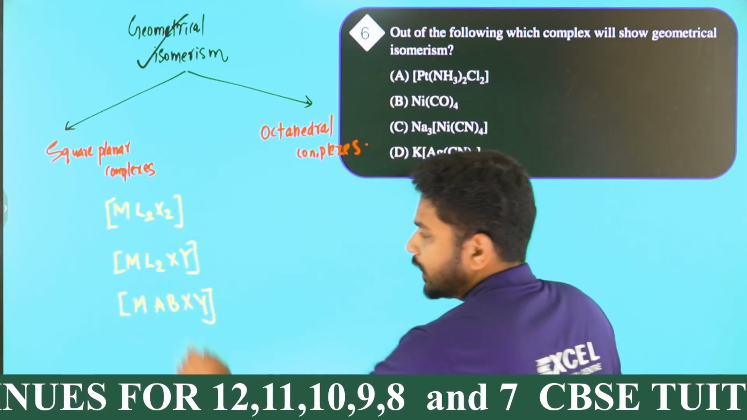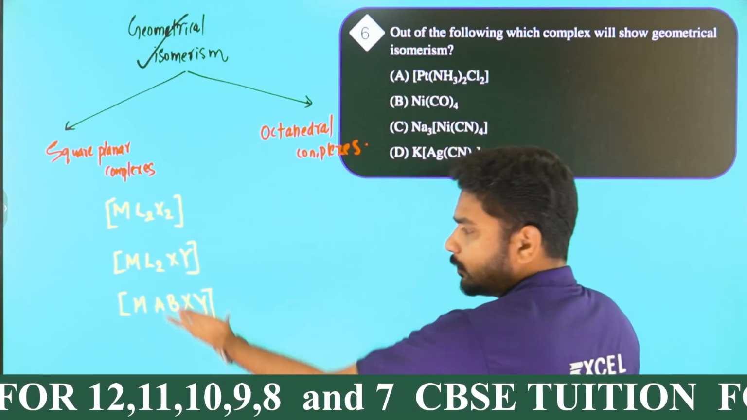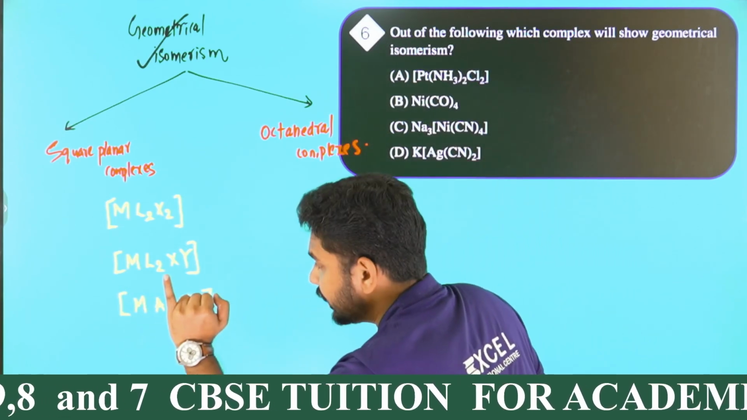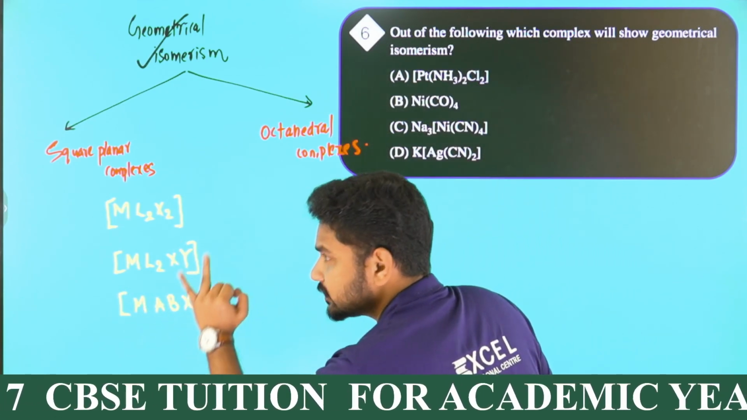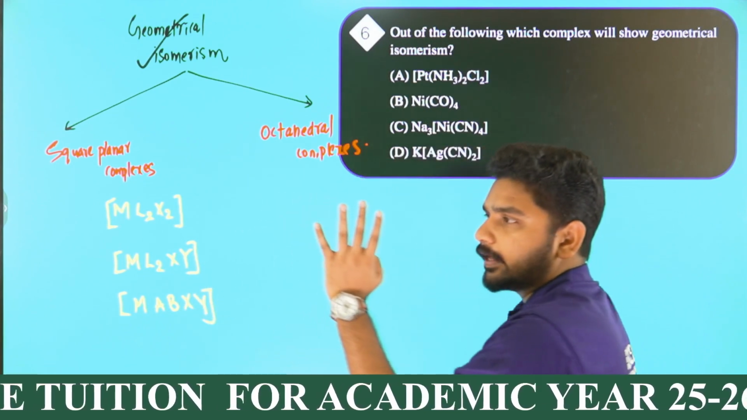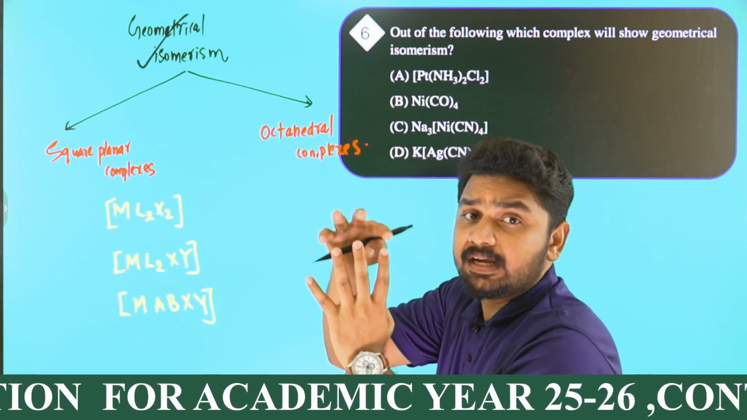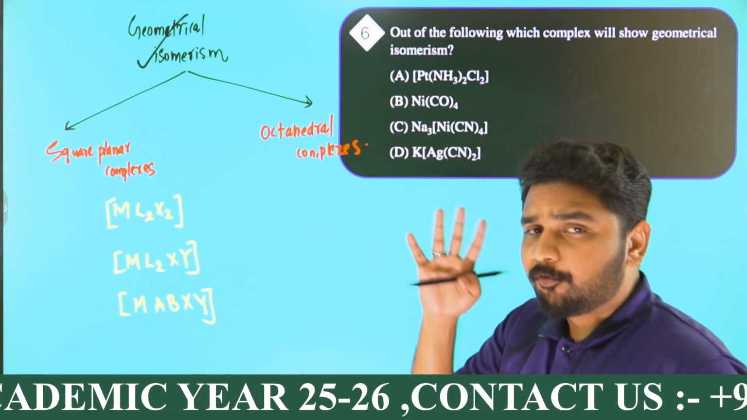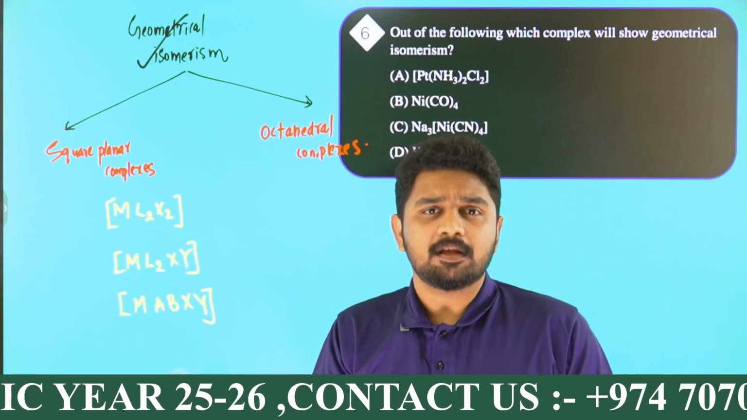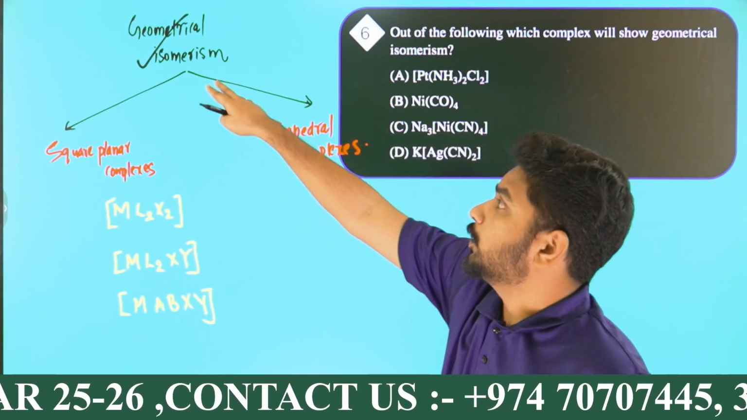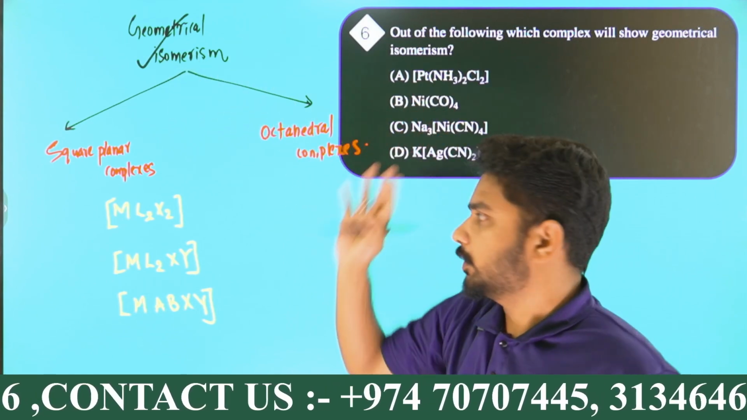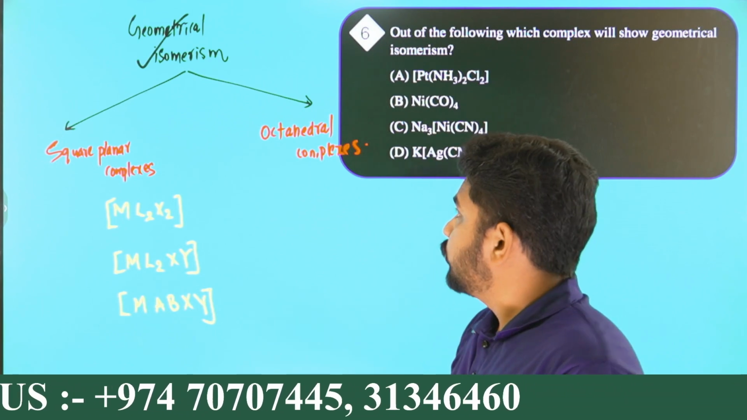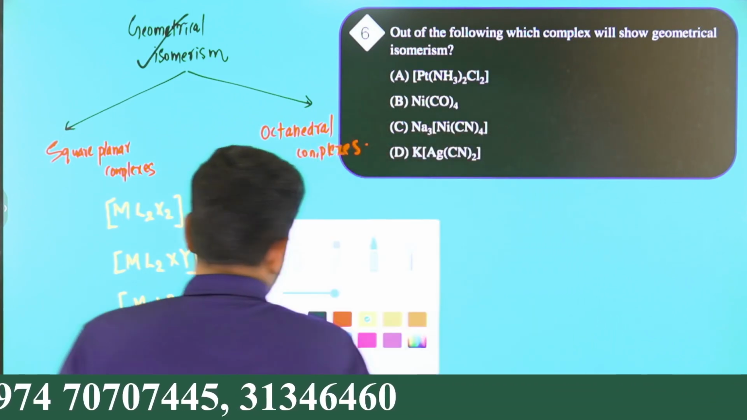Another example is MABXY. What do you mean by this? M is the central atom, A is one ligand, B is another ligand, X is another ligand, Y is another ligand. That means 4 different ligands are there in this coordination compound. If the 4 ligands are different, then it also shows geometrical isomerism. That's it. Easy.